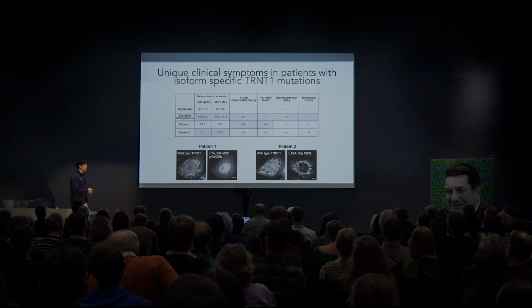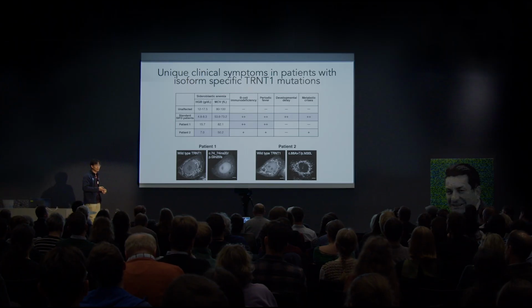I thought this was pretty cool, but what gave me even more joy was when I was talking to the clinicians about these patients. Standard SIFD patients typically have mutations that affect both isoforms of TRNT1, and it's pretty dramatic, it's pretty severe. These two patients were outliers. These two patients only had mild and partial symptoms. So we're going to propose that these mild symptoms in these patients are because they have alleles affecting only one isoform of the gene rather than both.